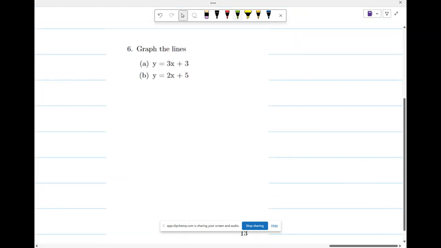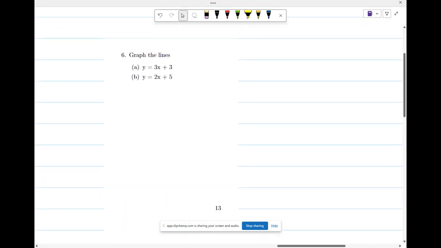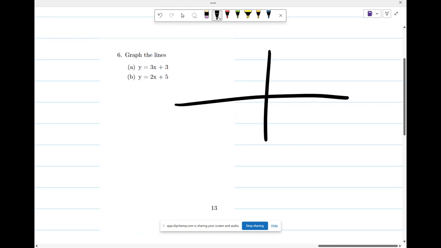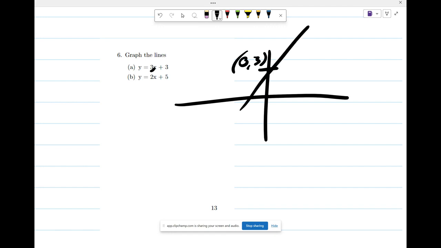So next question, graph the lines y equals 3x plus 3. So that's good. We know our slope. We know our y-intercept. So we just pick out our y-intercept. That's 0, 3. And we have a slope of positive 3. And we just draw our line. That's it, really.